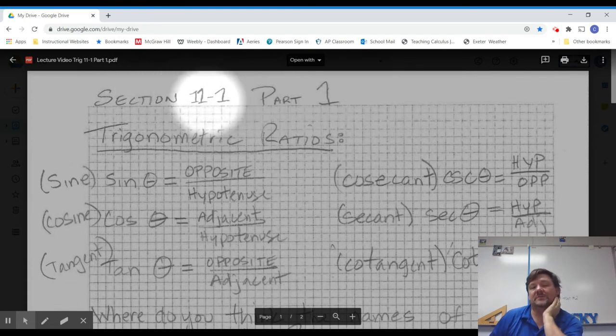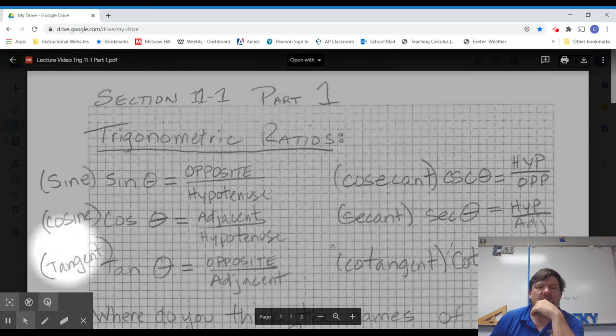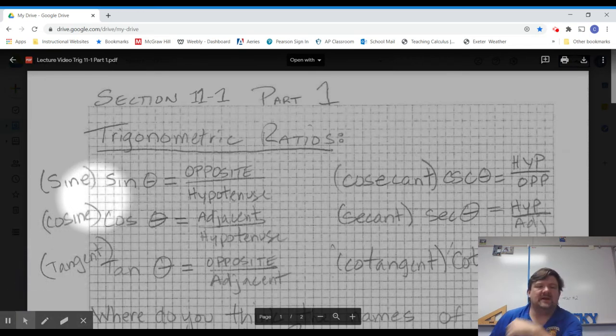So we're jumping all the way to section 11.1. It's part one. We're going to break chapter 11 up into two parts. First one, we're talking about trigonometric ratios. Trying some different writing here. We'll see how well it works in the next couple of days.